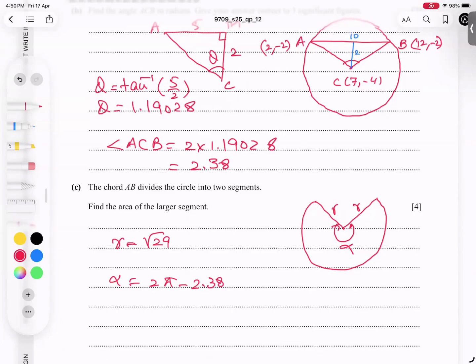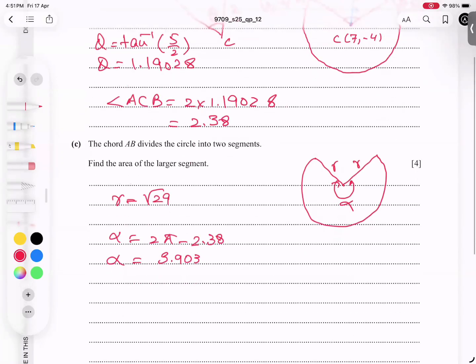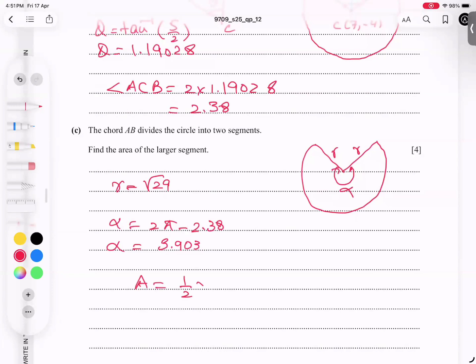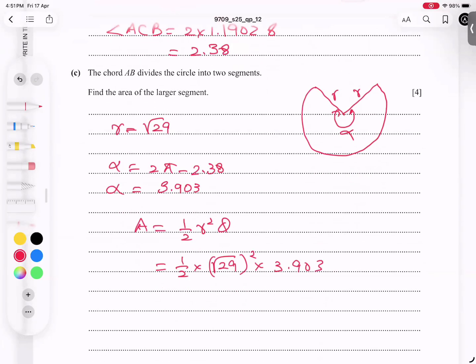If I subtract, I get the answer: alpha angle is 3.903. I'm writing the longer value, 3.903. What is the area formula? Half r squared theta. What is the radius? Root 29, squared, and theta is 3.903. Divided by 2 times 29, we get the area of the sector as 56.